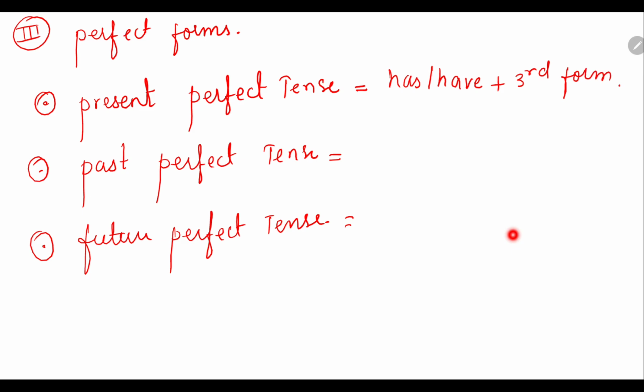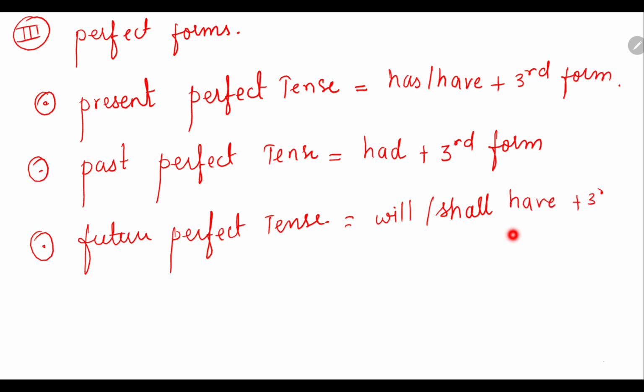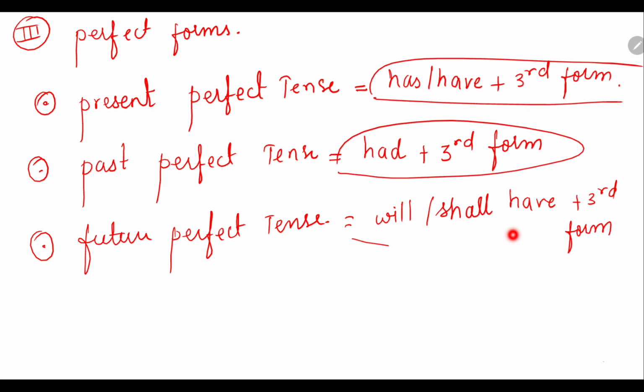In case of past perfect tense, we'll be using had plus third form. In case of future perfect tense, we'll be using will or shall have plus third form. One thing is common in all three of them: the third form is used in all the perfect forms.